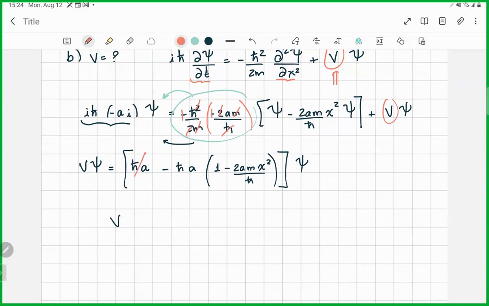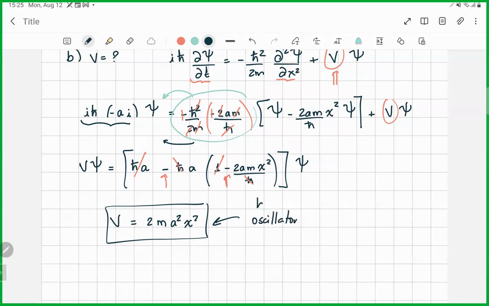You see, we can cancel this. And so the potential energy is minus, with minus becomes plus. So 2 a, 2m, 2m a square x square, and you see that this h bar cancels. So this potential energy is very, very important, is the potential energy of an oscillator, of a harmonic oscillator, which we'll be learning a lot in this course. Very important potential energy in physics and other parts of science as well.